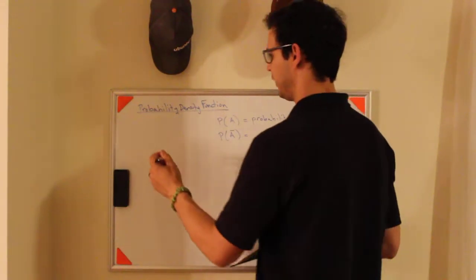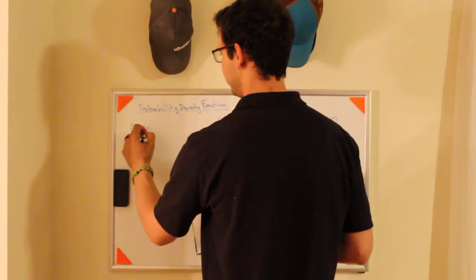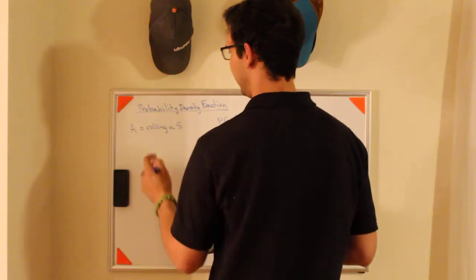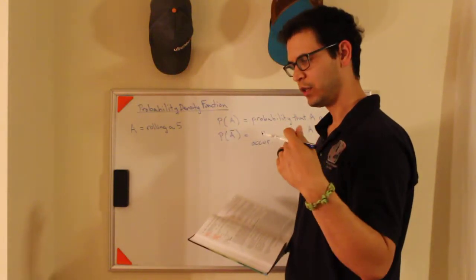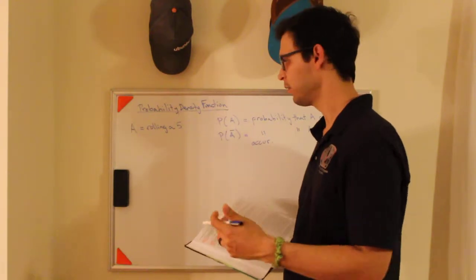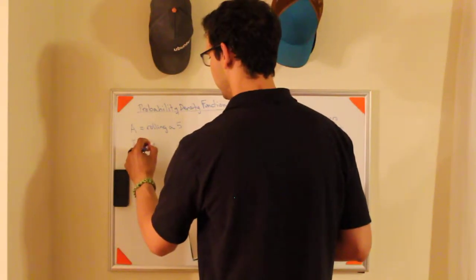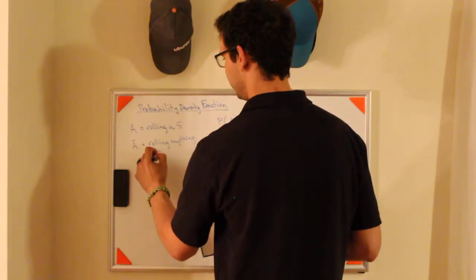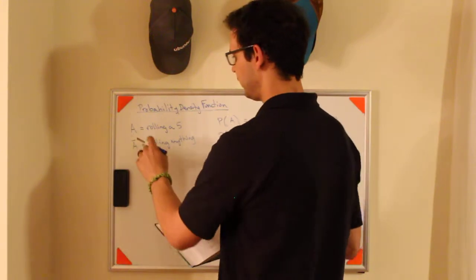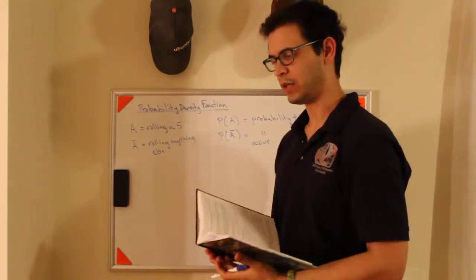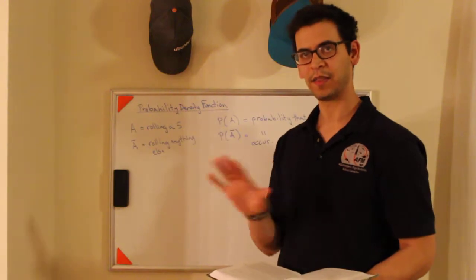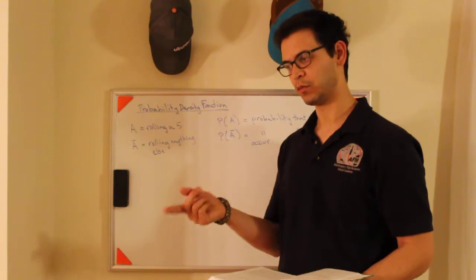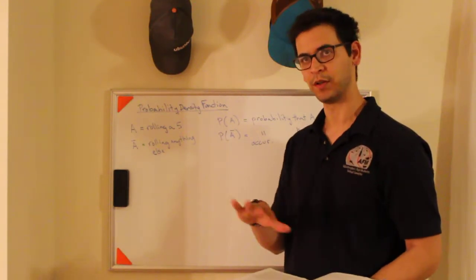exclusive, and what I mean by that is, let's say A is rolling a 5, right? Then you have a finite probability that you're going to roll a 5, and then A bar would be rolling anything else. Okay? Now, because this is exhaustive, you can either roll a 5 or something else. There's nothing else you can do with a 6-sided die. Those two events are mutually exclusive. So you can roll a 5 or you can roll something else. You can't roll both. There's no overlap.